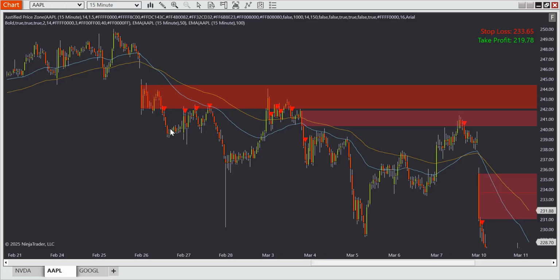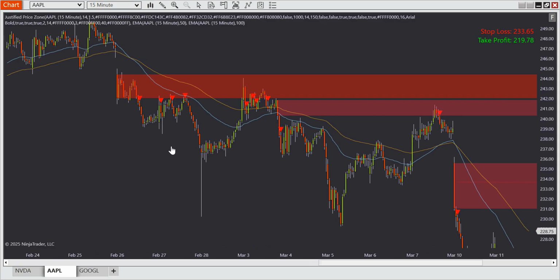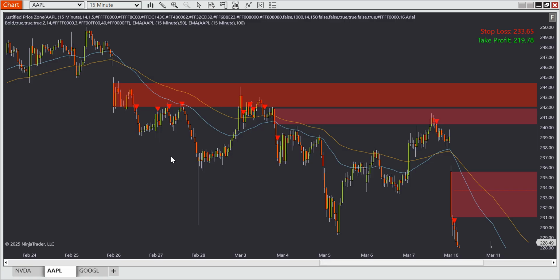We see here a steep drop, and we see them now cross. So now the 50 is below the 100. So that's our first filter for looking for sells now, looking for a downtrend and a possible overall shift in trend as well. And then what do we see here? We see the justified price zone find a bearish zone for price to reverse from.